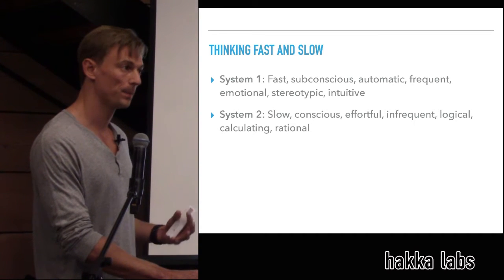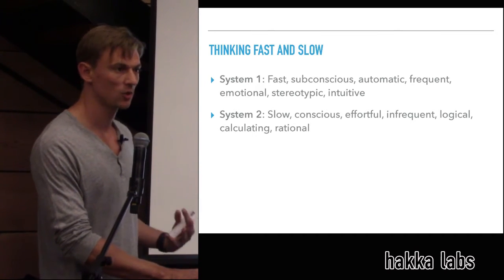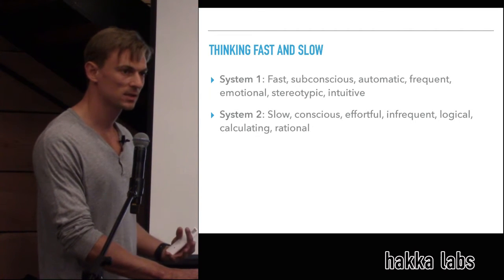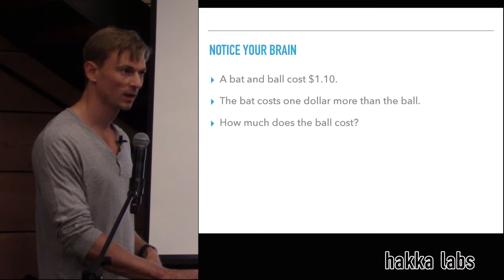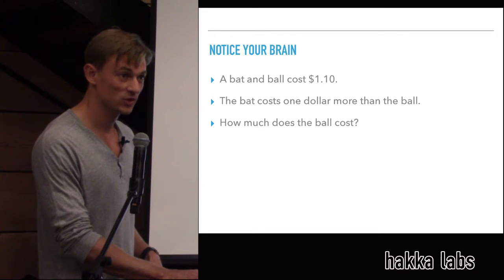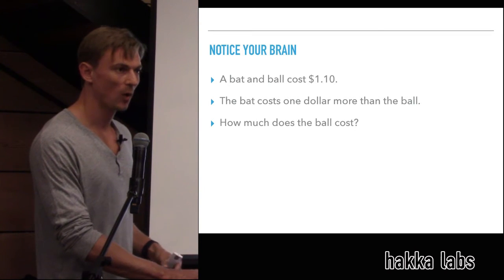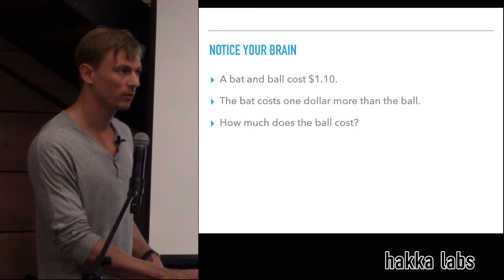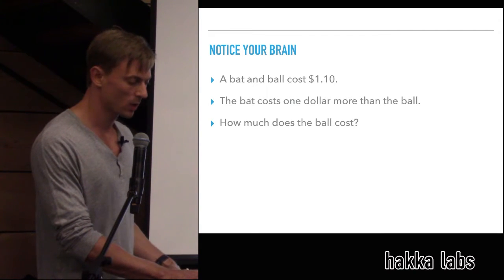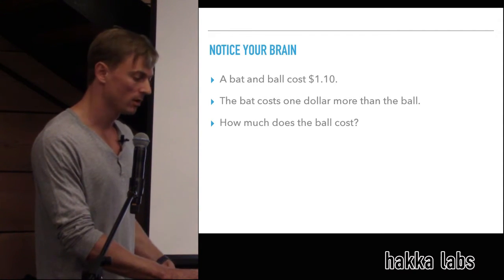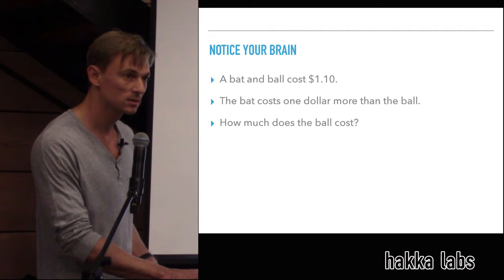So when I present the following examples to you, try to notice in your own mind whether it's System 1 or System 2 talking. Now, let's do a little demonstration to start off. Notice in your brain what happens when you try to solve the following problem. A bat and a ball costs $1.10. The bat costs $1 more than the ball. How much does the ball cost?